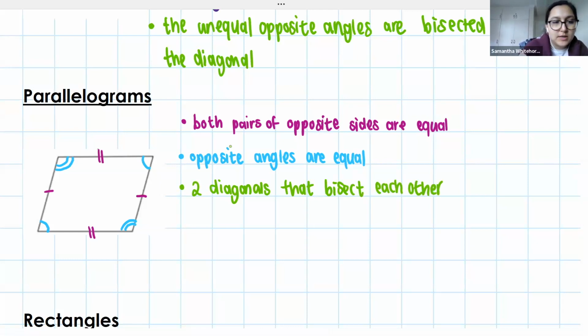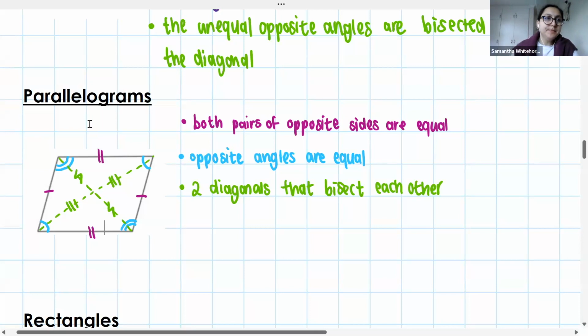Okay, so when we draw our diagonals, I always draw a diagonal with a dotted line, just because it's not actually a side that makes up my quad, but it is an important line in my quad. These diagonals cut each other in half. Okay, so they get cut in half. And that is one of our characteristics.